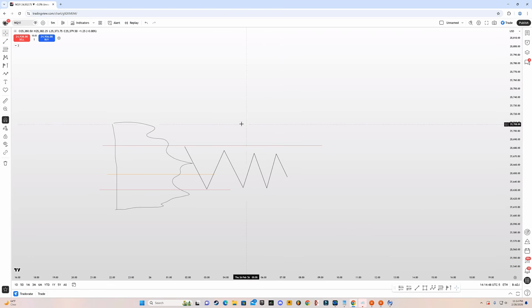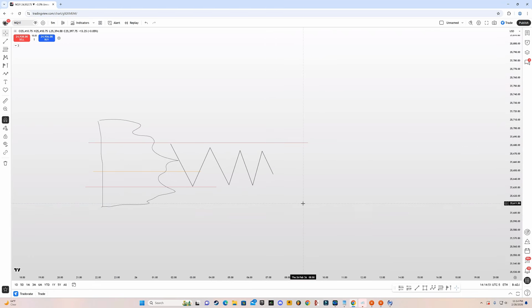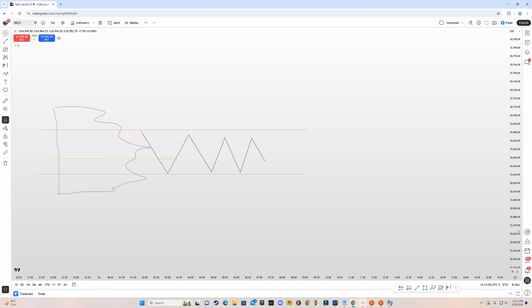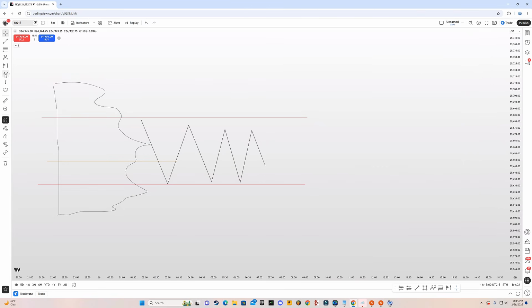So first I'm going to go over the failed auction setup. After we have marked out our volume profile from 18 till 8:55, we will have two scenarios. Scenario number one: after you've marked out your volume profile, we are within the 70% of the volume, which is called balance. The 70% of the volume, which is below the value area high and above the value area low, is called balance.